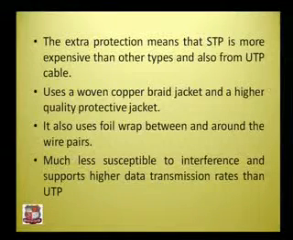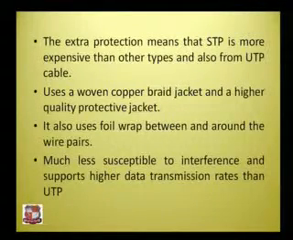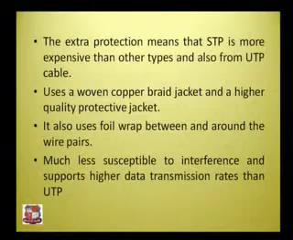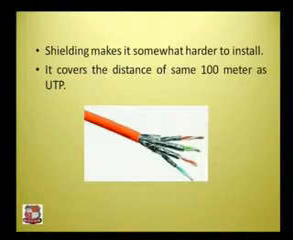It uses a woven copper braid jacket and a higher quality protective jacket. It also uses foil wrap between and around the wire pairs. It is much less susceptible to interference and supports higher data transmission rates than UTP. So if you have an application that needs a lot of data transmission, like more than 100 Mbps, then you should go for this STP. Because you are using shielding, it makes it somewhat harder to install. It covers the same distance of around 100 meters as UTP does, but the data rate is much higher.